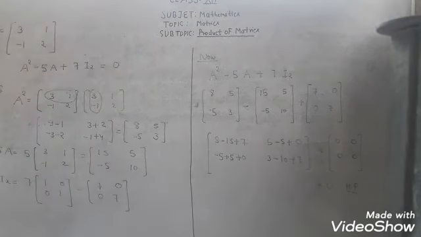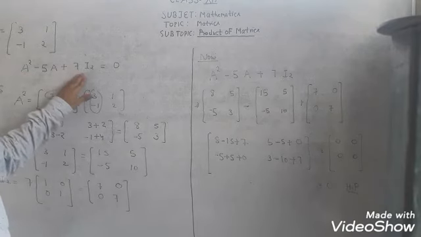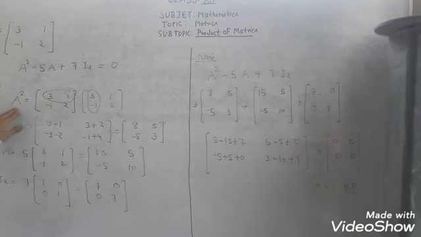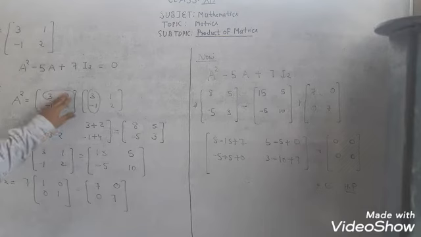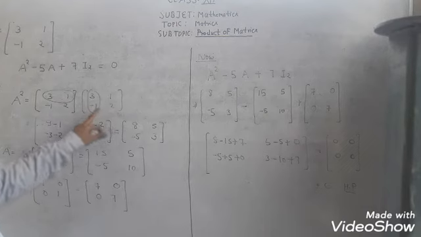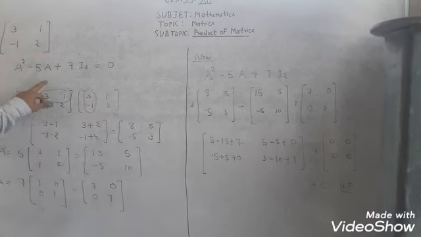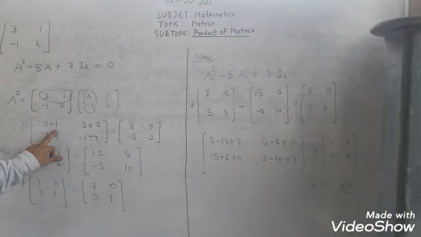For this, we take the LHS side, that is A squared minus 5A plus 7I2. Firstly, in the first step we find A squared. A squared will be A multiply A. The matrix A is given, that is 3, 1, minus 1, 2. Again we multiply it by 3, 1, minus 1, 2. For the product of matrix, we take the first row and the first column element. 3 times 3 is 9, 1 into minus 1, that will be 9 minus 1.